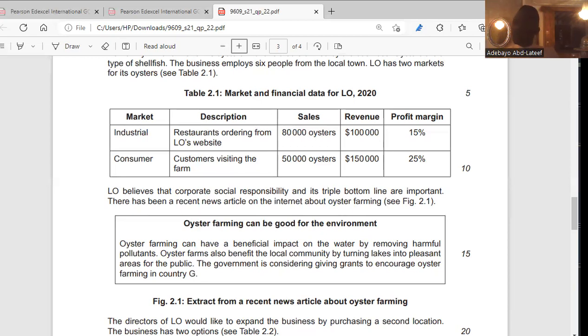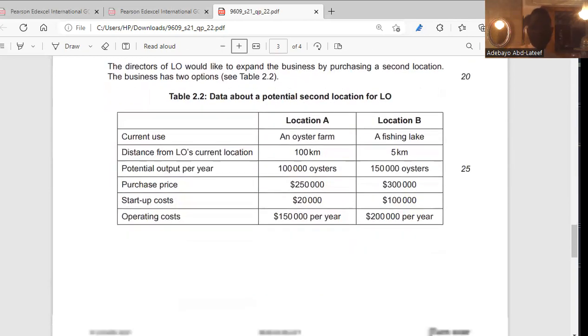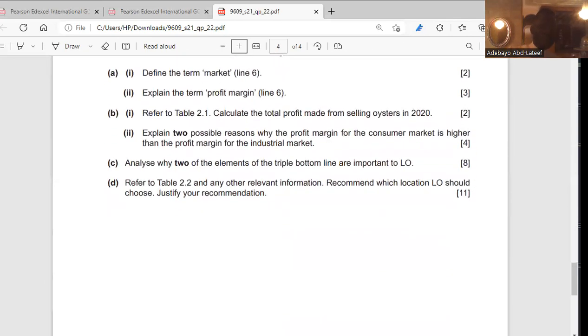Analyze why 2 of the elements of the triple bottom line are important to LO. Explain 2 possible reasons why the profit margin for the consumer market is higher than the profit margin for the industrial market. Let me go back down there. Okay, here we are in B Roman figure 2, right? They said explain 2 possible reasons why the profit margin for the consumer market is higher than the profit margin for the industrial market.